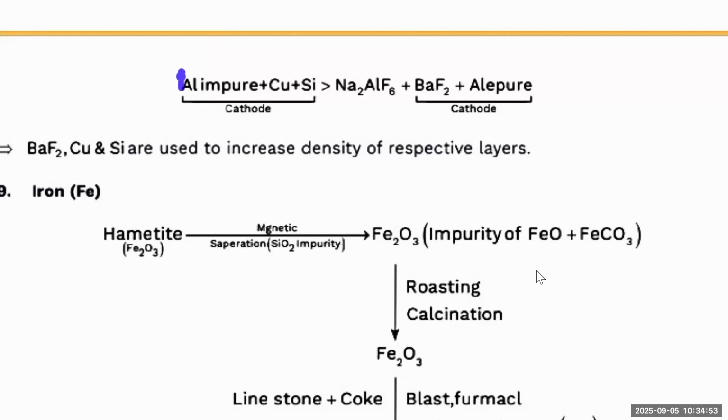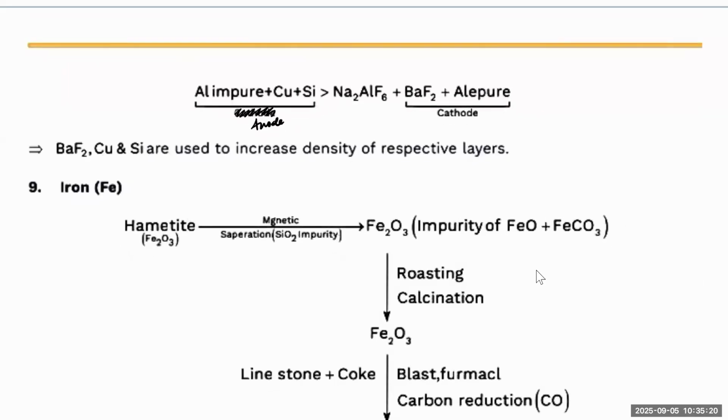Now the bottom part, which is impure aluminium, will act like a cathode, and the top part where we have pure aluminium along with this entire cryolite will act like the anode. Got it? Sorry, my mistake. This one is the anode side, and this side is the cathode side.